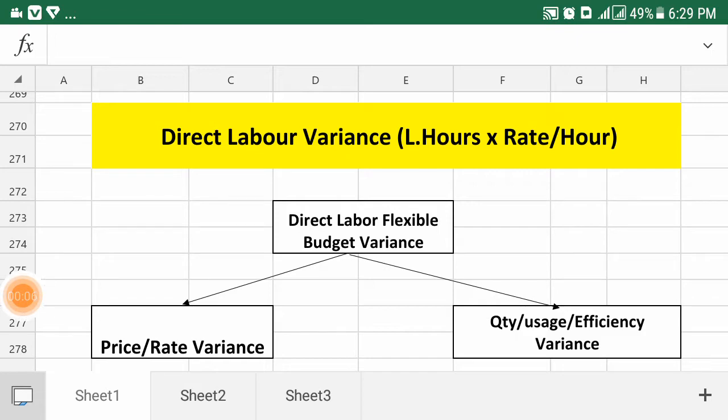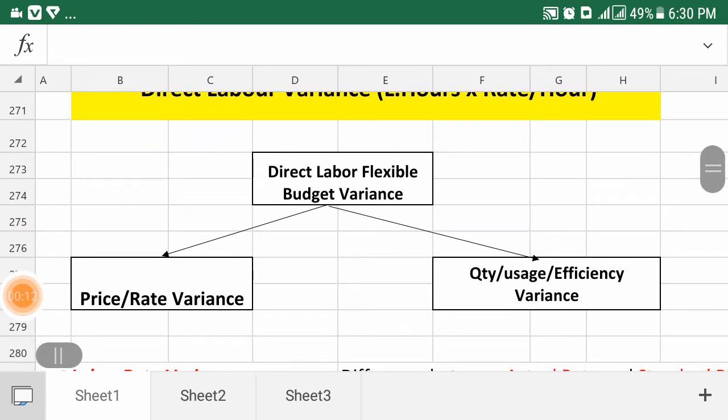Actually, in this video we'll talk about the labor variance. What is the direct labor variance? If we talk about labor variance, you already know the meaning of variance. Variance shows how much you are actually paying for something compared to what you expected. It's the difference between the standard expectation, the standard budget, and the actual budget. That difference is called the variance.